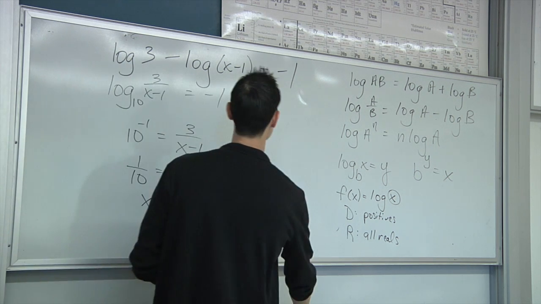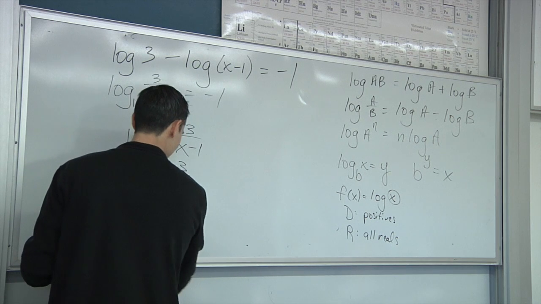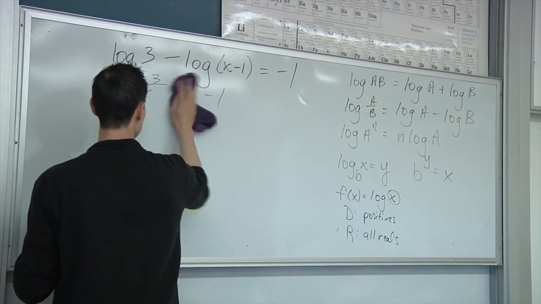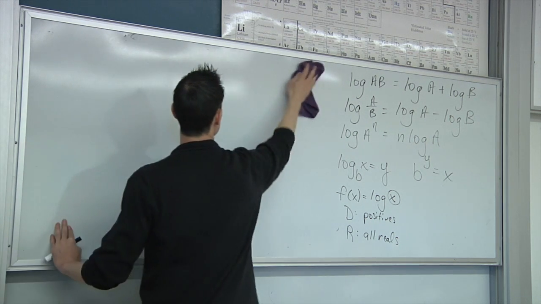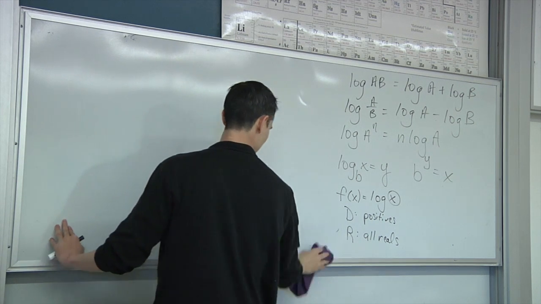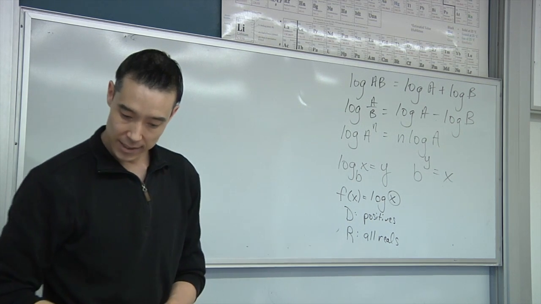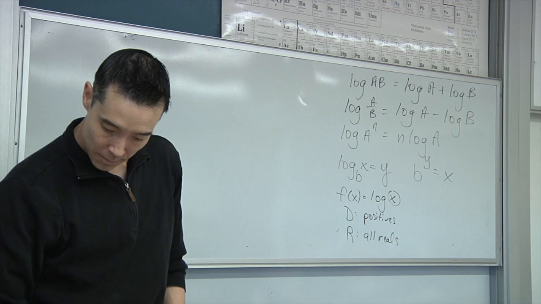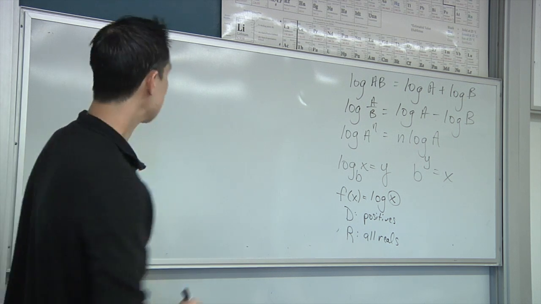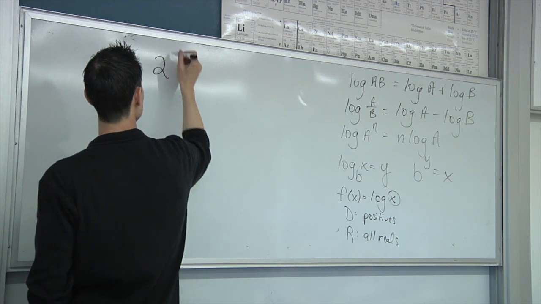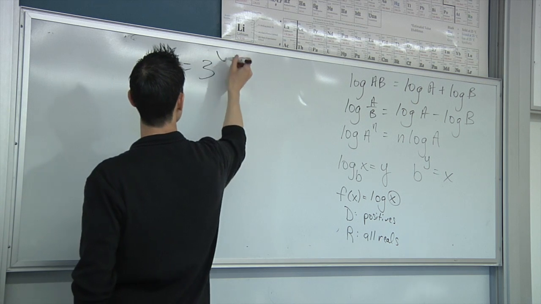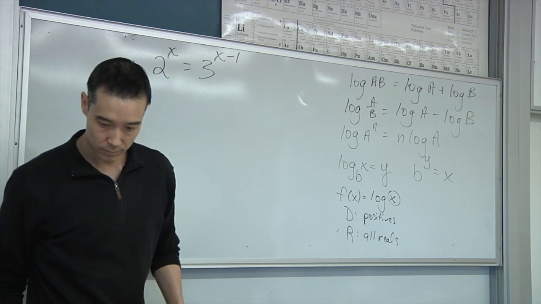Not huge. That's good. All right, now let's get into the really difficult ones. It's going to take a couple days to get through this section because of problems like this. 2 to the x equals 3 to the x minus 1.